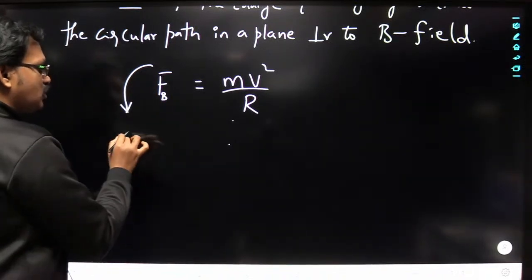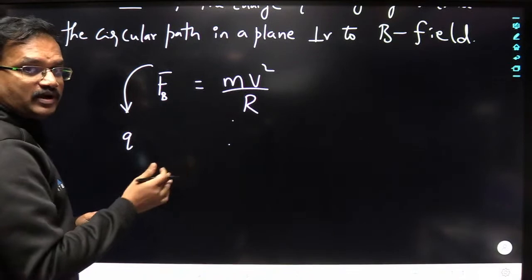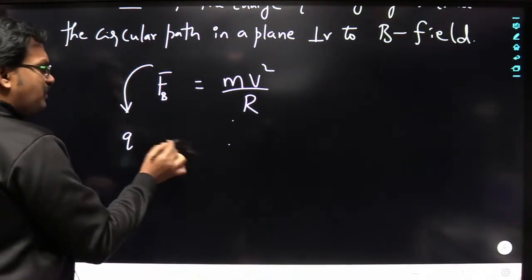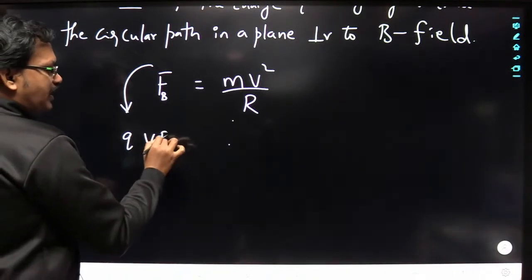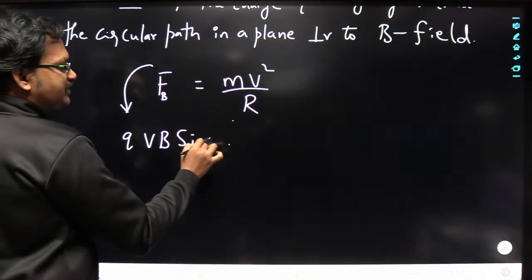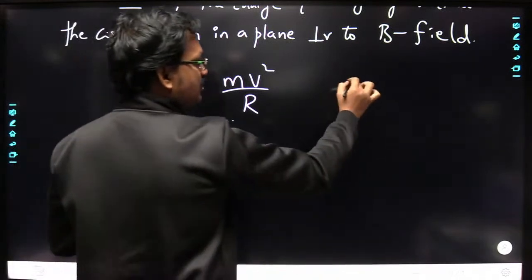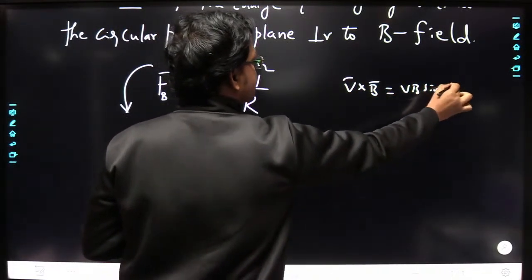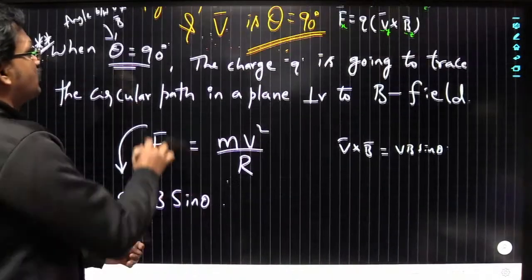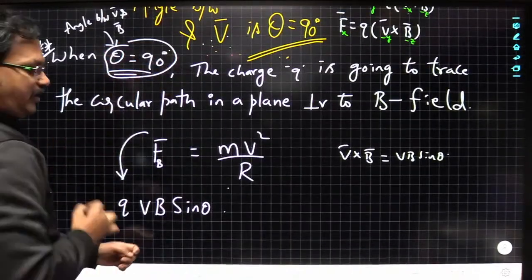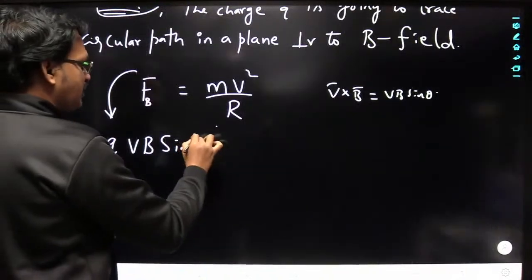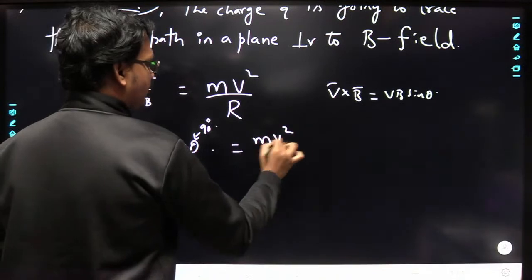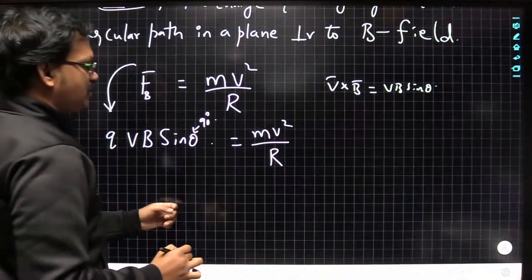That is nothing but Q into V bar cross B bar here, right? Okay. So V bar cross B bar, I can write it as VB sine theta. Here theta is equal to 90 degrees. So substitute theta equal to 90 degrees. So this is equal to mv square by r, right?